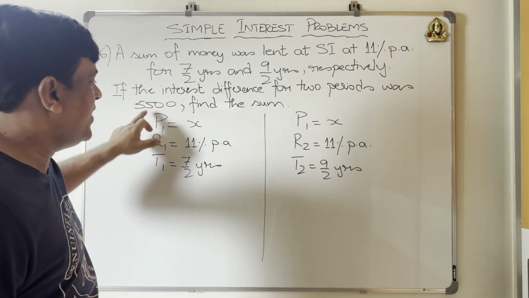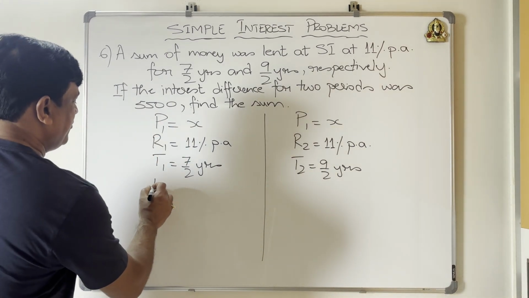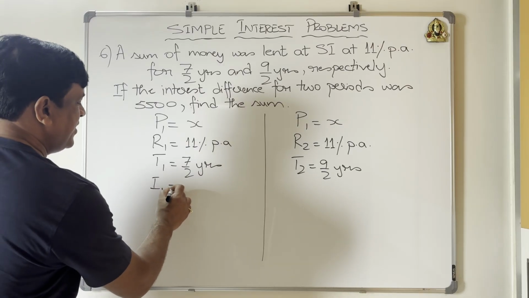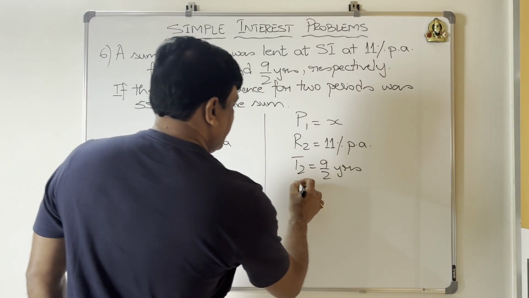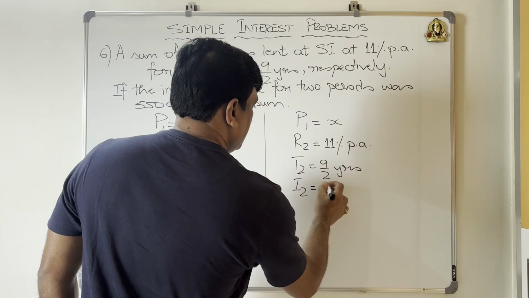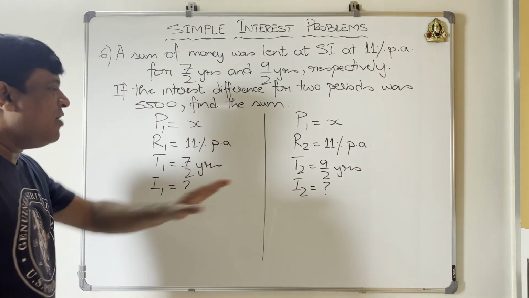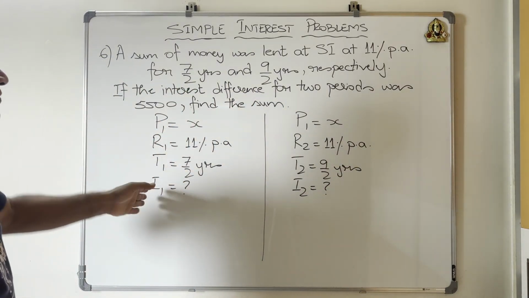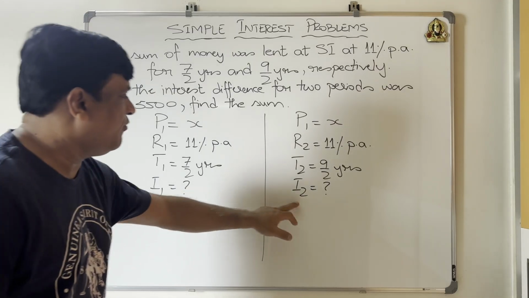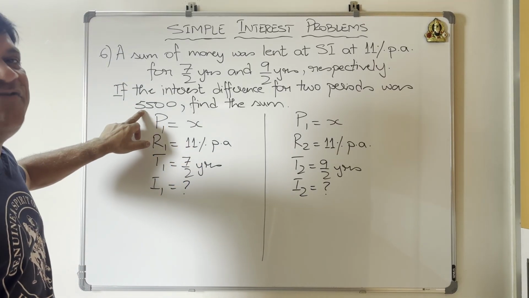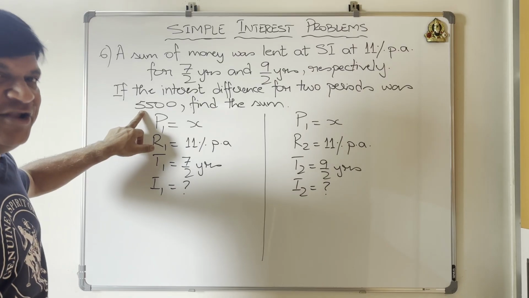5500, okay, the interest, suppose you have the interest I1 over here, right? We don't know what the interest is. I2 is equal to this much. Okay. Now look at it. They have mentioned that the difference between the interest of both the periods is 5500. That's the condition given.